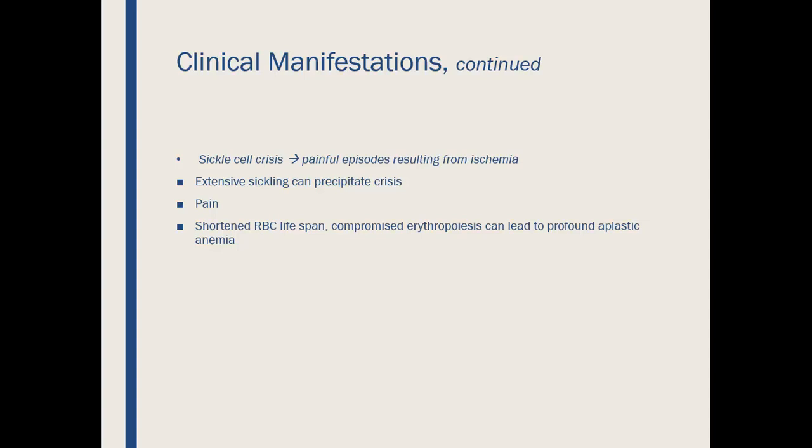If aplastic crisis is the cause, this is diminished production or increased destruction of red blood cells. It is often triggered by human parvovirus B19 viral infection. Signs include profound anemia, pallor, and fatigue.